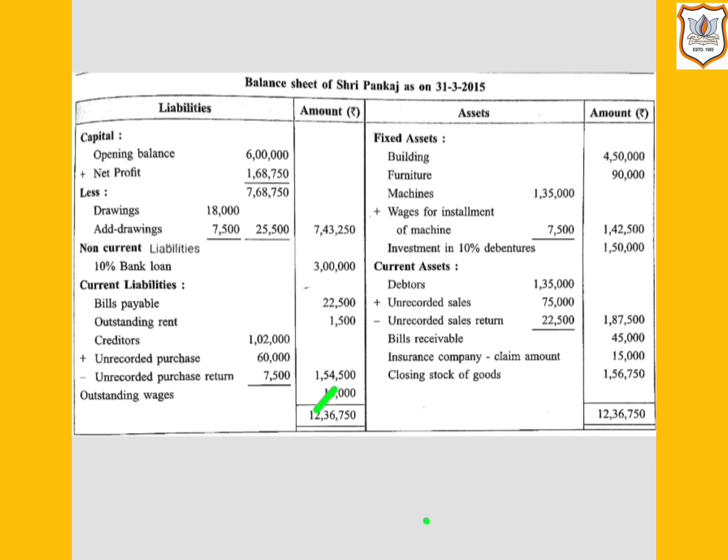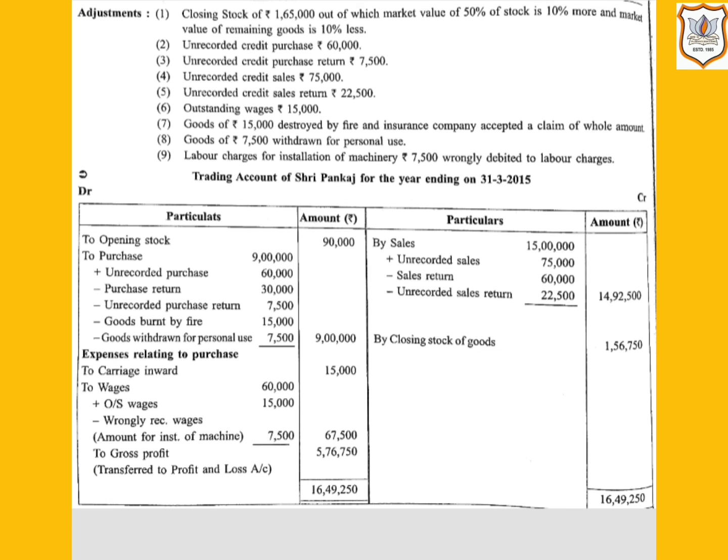Goods of rupees 15,000 destroyed by fire, and the insurance company accepted a claim of the whole amount. So here we will show it on the asset side of the balance sheet, under the heading current asset. Amount is rupees 15,000. For its second effect, here we will deduct it from purchase. It is goods burnt by fire. Amount is rupees 15,000. Remember that goods going out other than sales will be deducted from purchase. Must remember that. Now let us see the next adjustment, number 8.